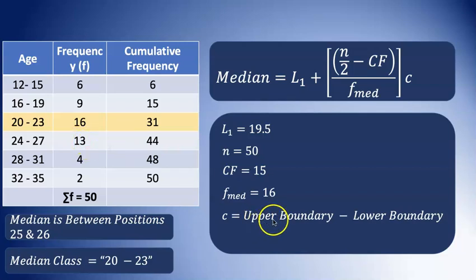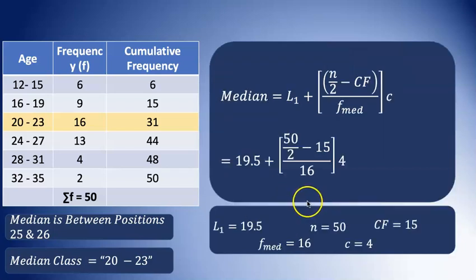And the class width is the upper boundary minus the lower boundary. So we're going to say 23.5, the upper boundary, minus 19.5, the lower boundary, giving us 4. So putting it together, L1 19.5 plus N 50 over 2 minus CF, which is 15, divided by F med 16 and multiplied by the class width, which is 4. Alright, so we now have our formula going.